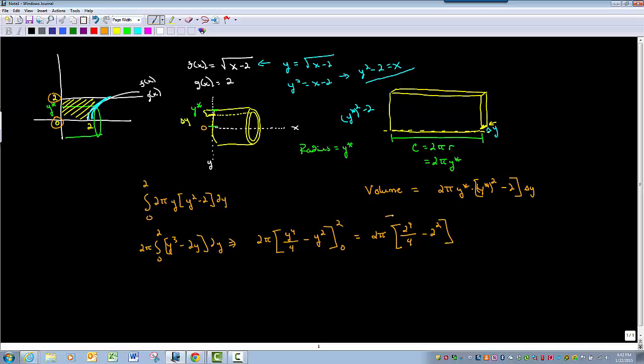Okay, minus this guy evaluated at 0, which would be 0 to the 4th over 4 minus 0 squared. But this guy is just 0. So this will be 2 pi times 2 to the 4th is 16, divided by 4 is 4, and then minus 4. There's an issue there. Let me go back and check.